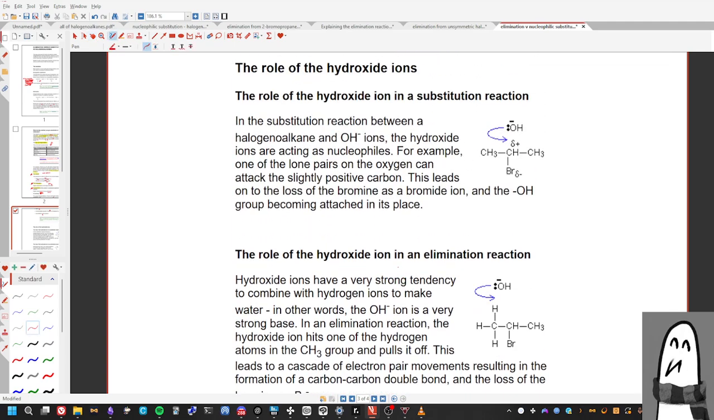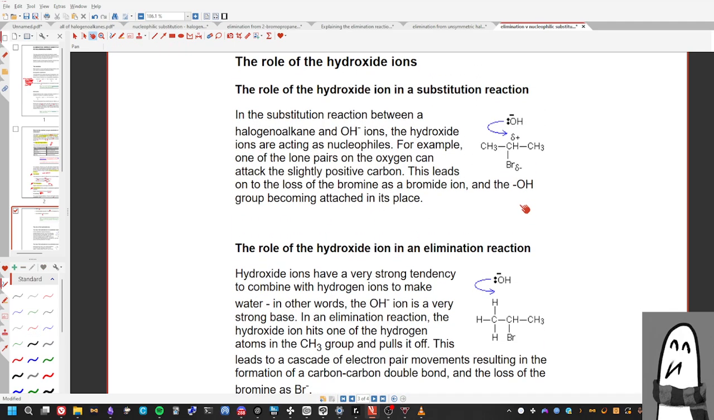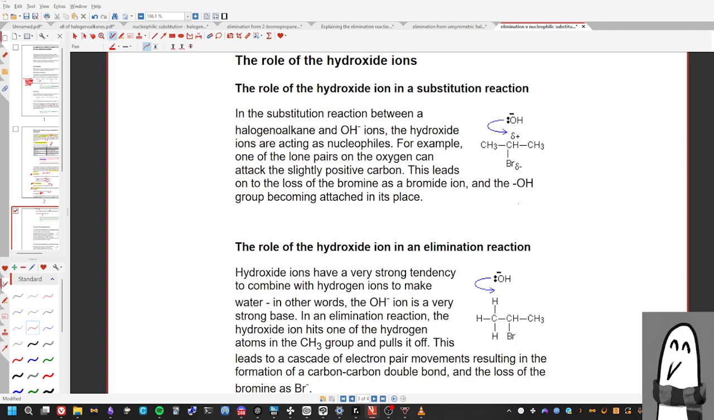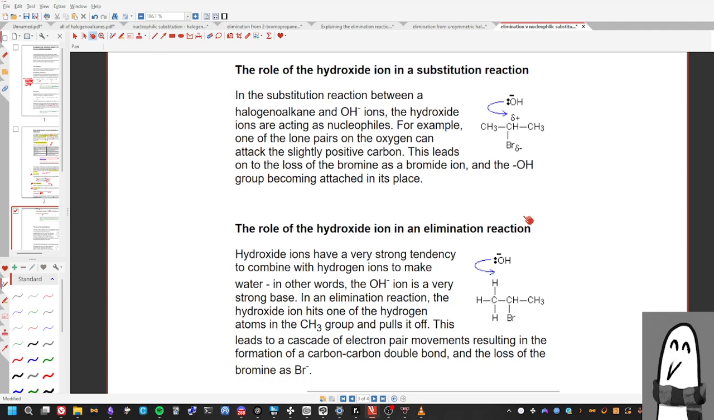This is kind of cool. Okay, so we're comparing the roles of hydroxide ions. This is a recap for us. In a substitution reaction between a halogenoalkane and OH, the hydroxide ions act as nucleophiles. For example, the lone pairs can attack the slightly positive carbon. Again, lone pairs can attack the slightly positive carbon.